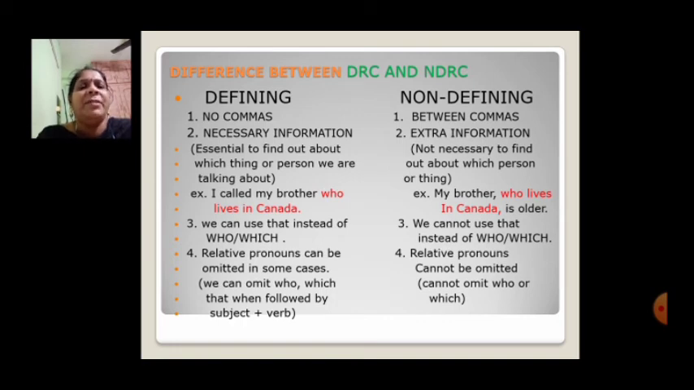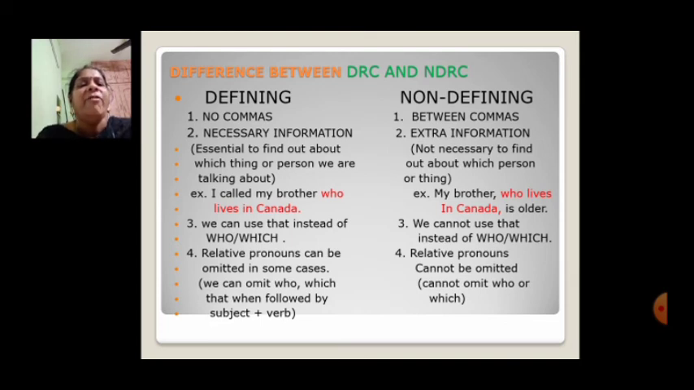See some examples here. I call my brother who lives in Canada. So, I call my brother, does it make sense? If you remove this, it does not make sense. Then same type of example, let's see. My brother, who lives in Canada, is older. See, my brother is older. It makes sense if you remove this clause also. So, that is the basic difference between these two clauses.